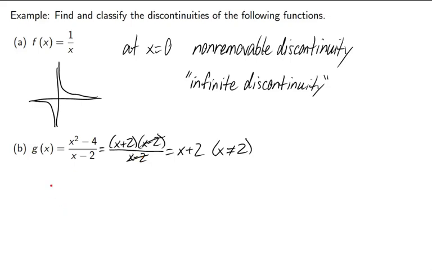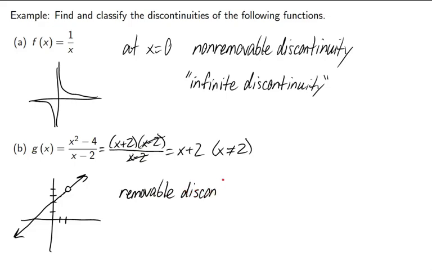What that boils down to is the function looks like the graph x plus 2, which is a line, but at x equals 2, we have a hole in the graph. Otherwise, the graph is fine. With that said, this is what we call a removable discontinuity. And this doesn't get classified any further, we just call it removable. A hole in the graph is a removable discontinuity.